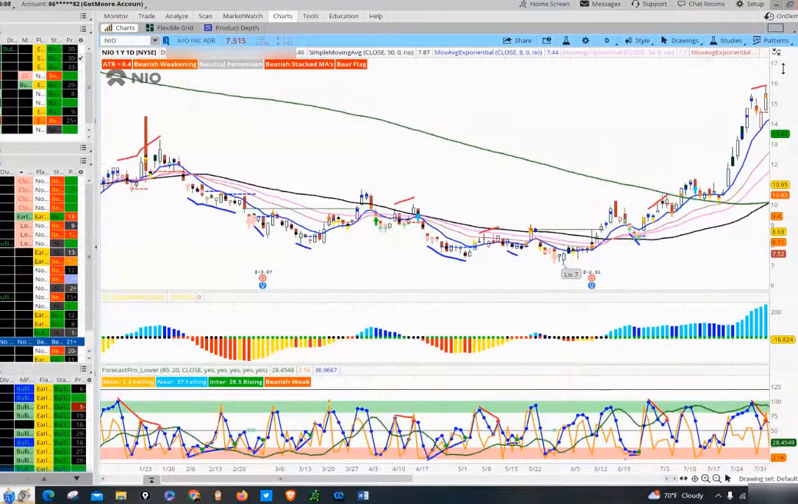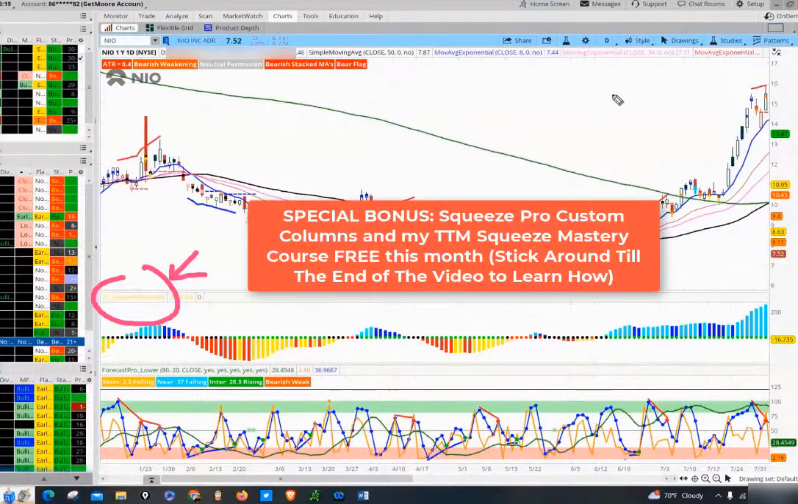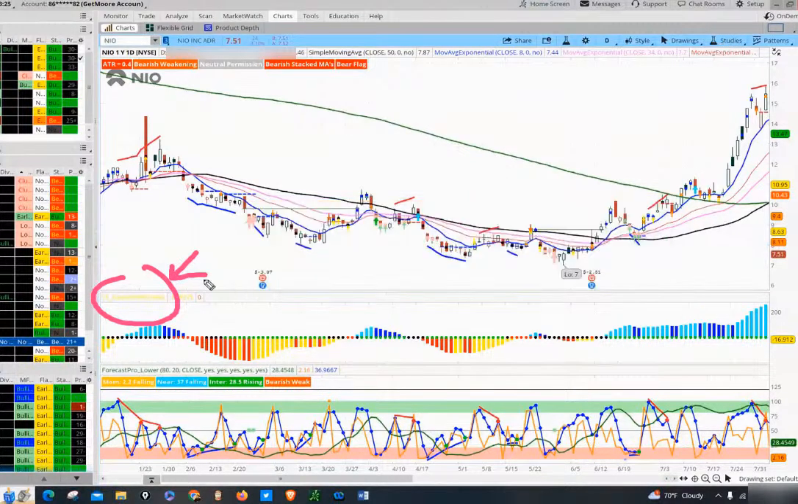When it comes to the squeeze, just a really quick overview. This is the TTM Squeeze Pro. This is a paid indicator through Simpler Trading, but you can get the regular TTM Squeeze free. It's on TD Ameritrade as well as TradingView, but this is the Squeeze Pro. So I'm going to be talking about the Squeeze Pro because that's the one I have.